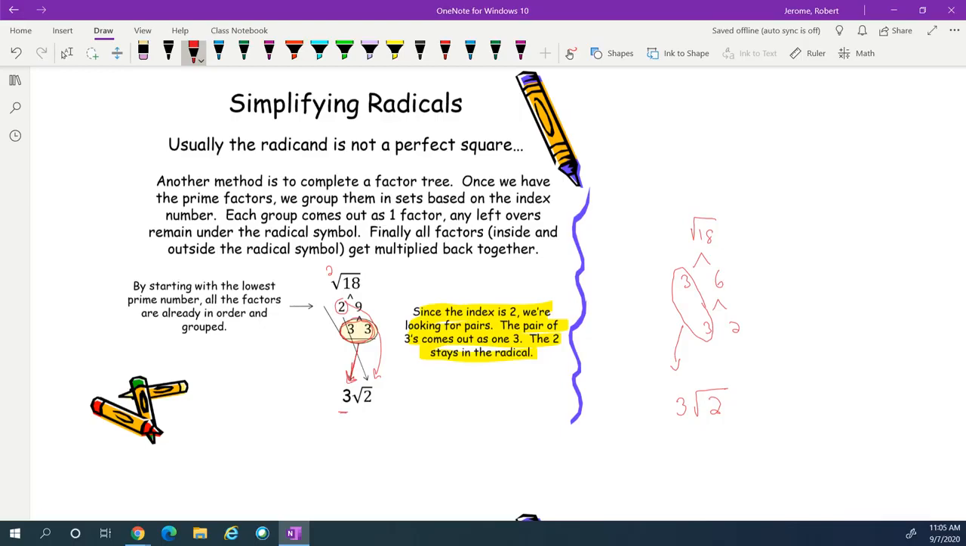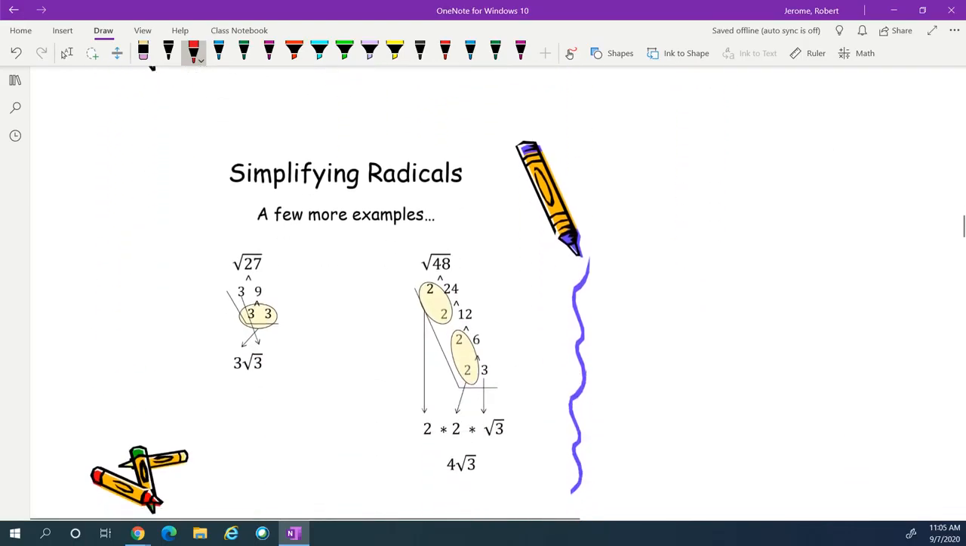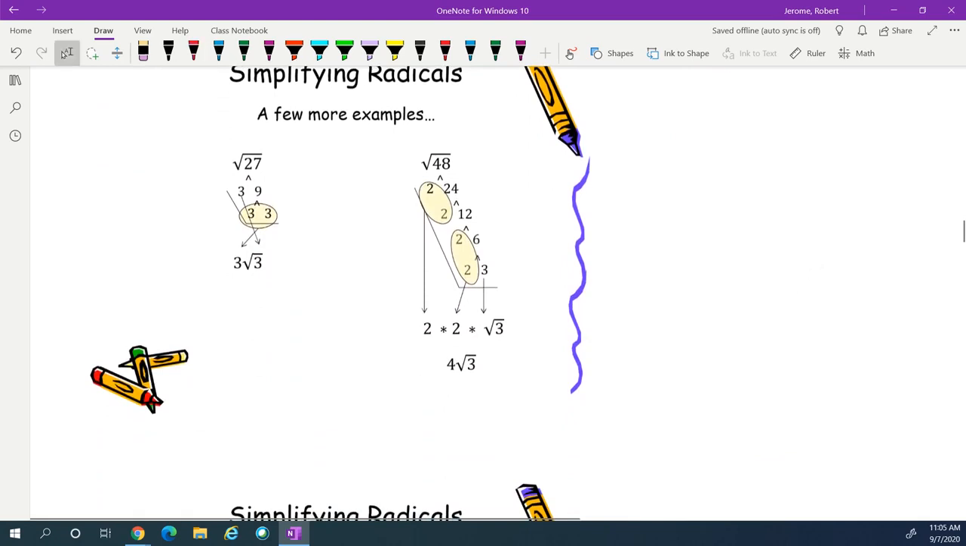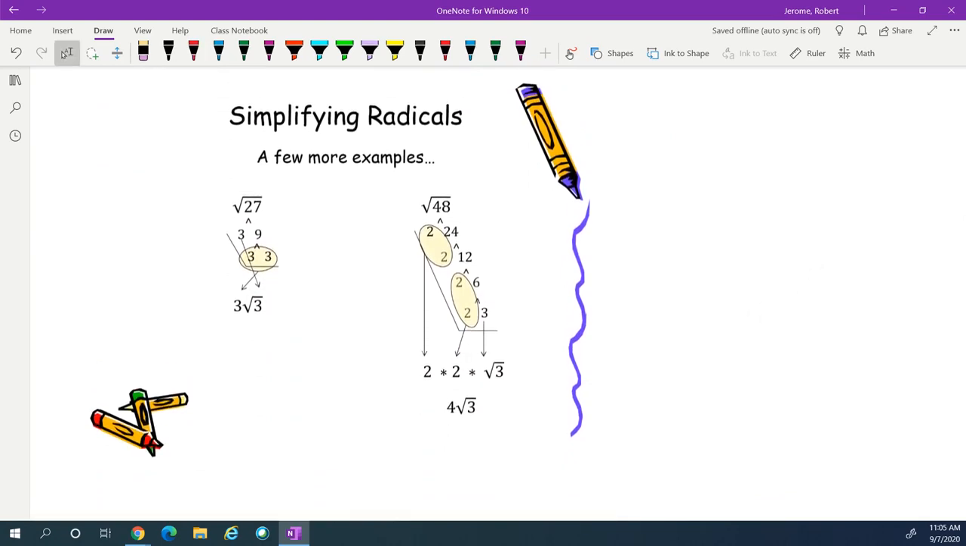So again, let's look at a few more examples done this way. It's the same examples, just done through a different method. So we factored the 27 into 3, 3, 3. A pair goes out as one number. The leftover stays home.